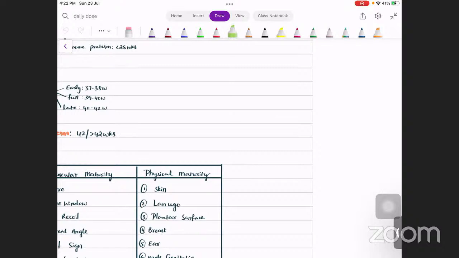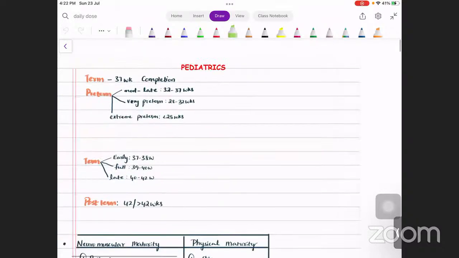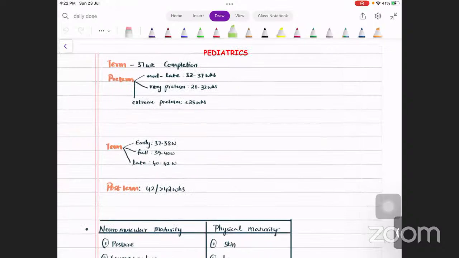So what we are going to study here in pediatrics is growth and development, and a few highlights we are going to see here.